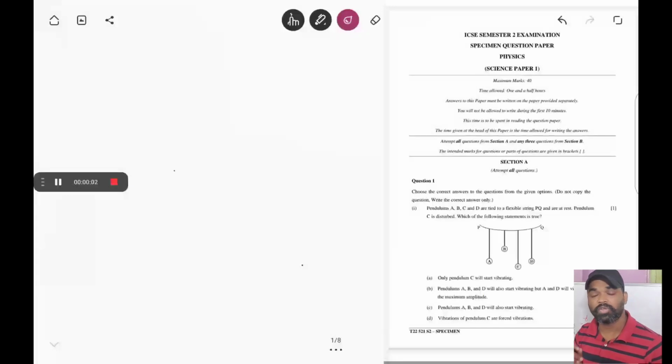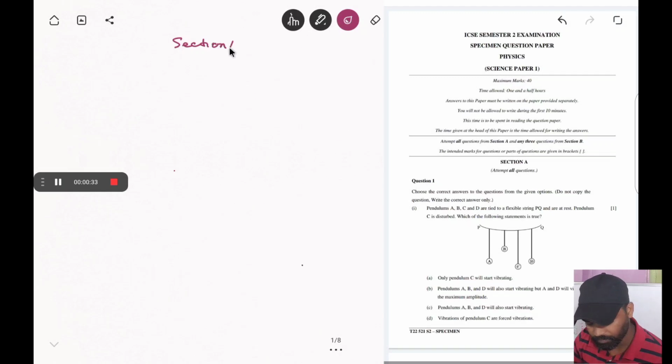Hi kids, so in this video we are going to solve the ICSE semester 2 specimen question paper for physics, and we'll solve the entire paper. First of all, if you look at the pattern, there are two sections, section A and section B. Section A consists of MCQs, there are 10 questions, 1 mark each, and in section B, out of 5 questions you have to attempt any 3. 10 marks for each question, which has been further subdivided. So let's get started. Section A we will solve first.